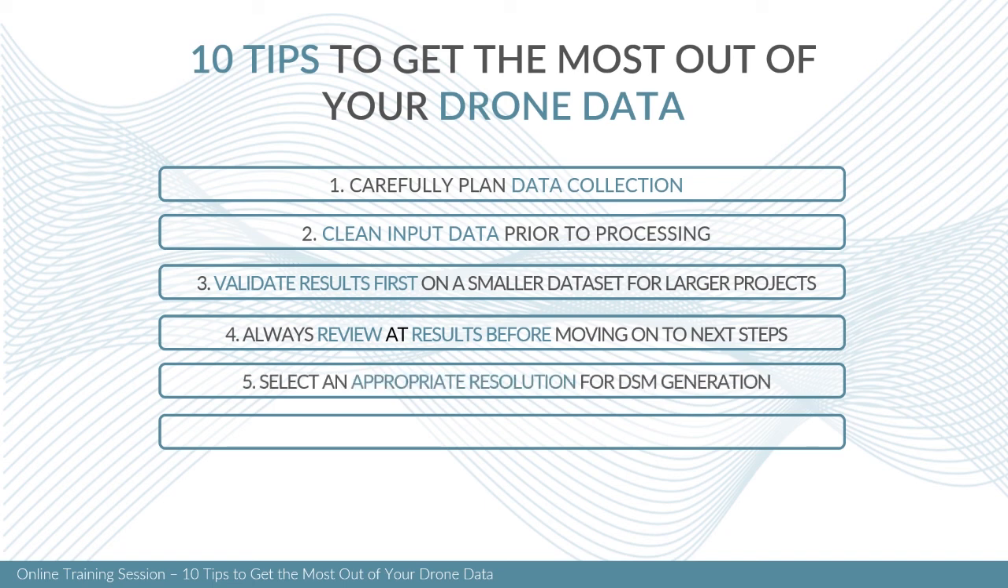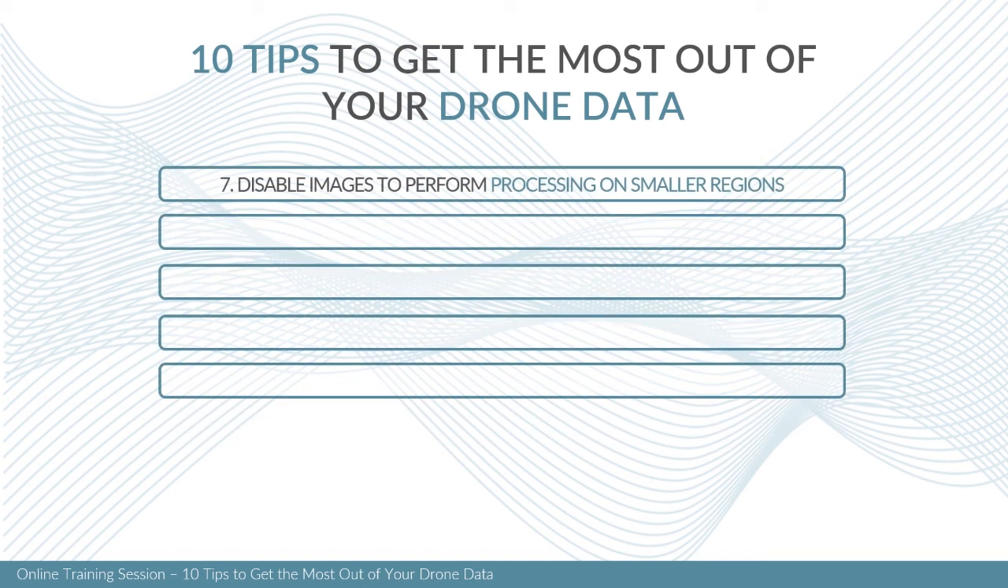Tip number 5, select an appropriate resolution for DSM generation. It's going to be faster to process if you select a lower resolution, if you don't necessarily need to generate a high density elevation model. Tip number 6, define exclusion areas for DTM extraction. Tip number 7, disable images to perform processing on smaller regions.